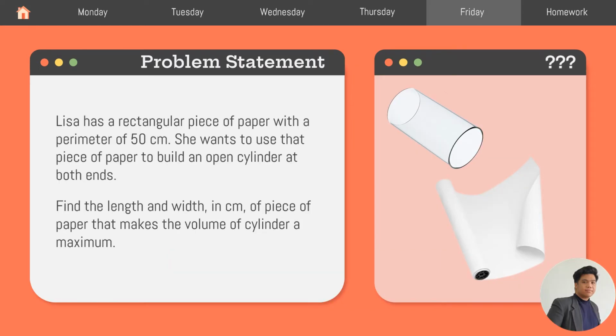Now, let's talk about the problem statement. Lisa has a rectangular piece of paper with a perimeter of 50 cm. She wants to use that piece of paper to build a cylinder open at both ends. Find the length and width in centimeters of the piece of paper that makes the volume of the cylinder a maximum.